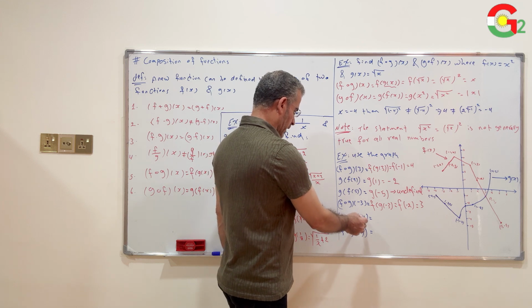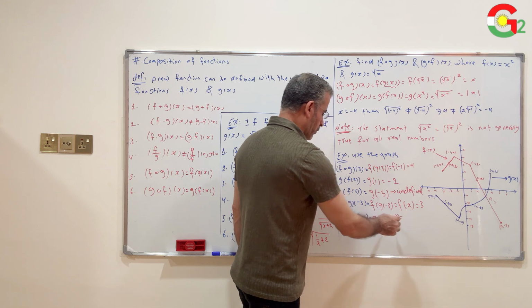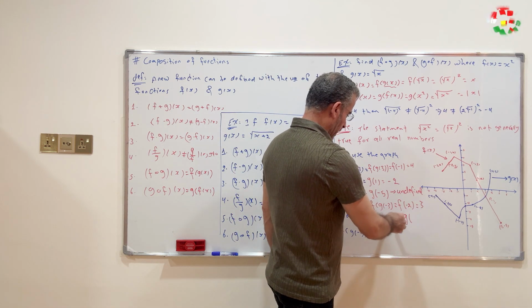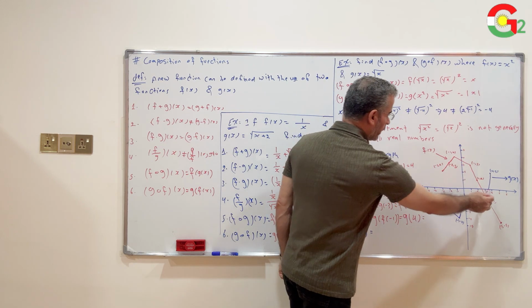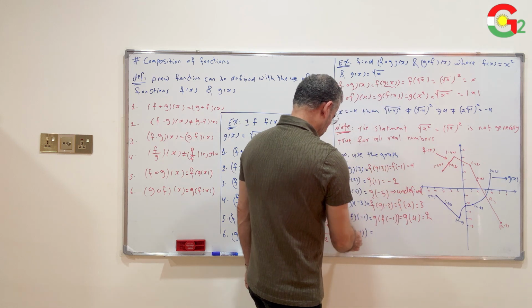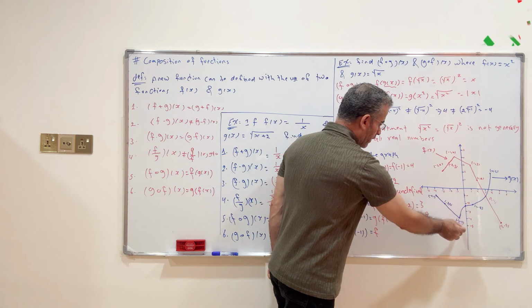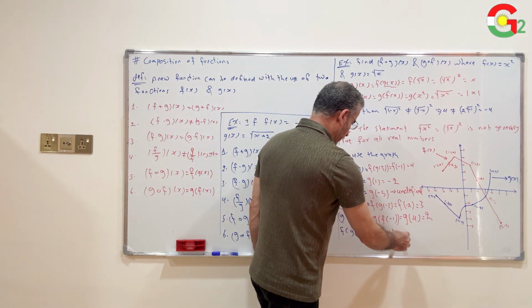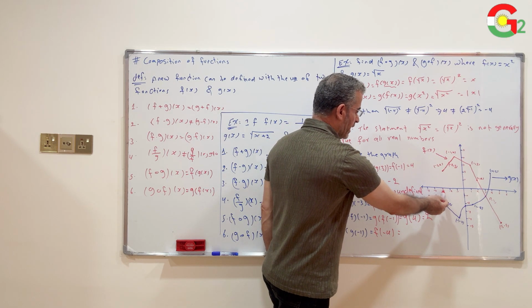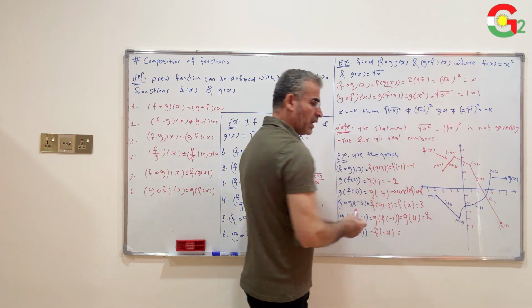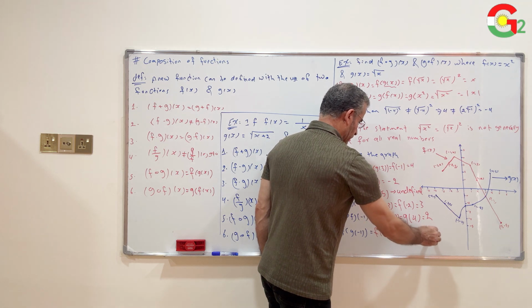g of f of negative 1 equals g of f of negative 1, which is 4. Then g of 4 is 2. f of g of negative 1: g of negative 1 is negative 4. f of negative 4: as you see, the domain of f starts from negative 3 to 5, so negative 4 is not in the domain, then it is undefined.